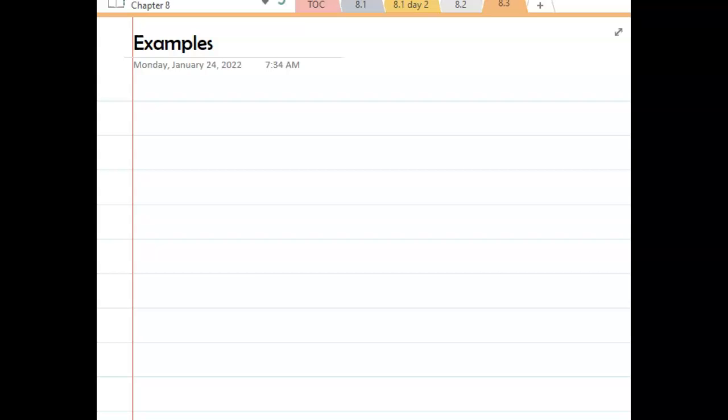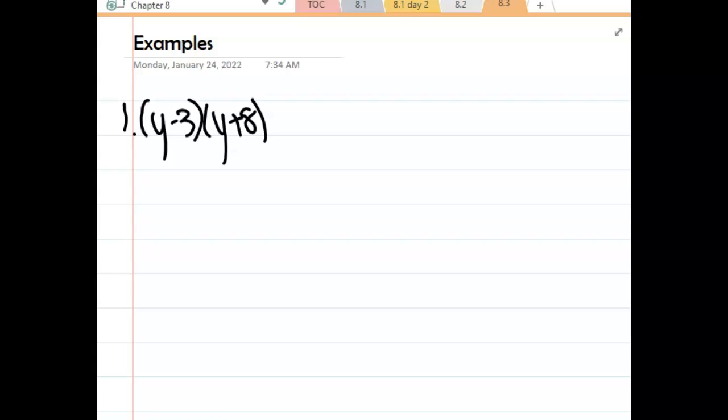So for the first one, I'm going to do the FOIL method. Like I said, I would suggest at least try it. And if you're pretty sure you want to use the box method, maybe just try it. And then number 2, we'll do the box method. So number 1 says y minus 3 times y plus 8.